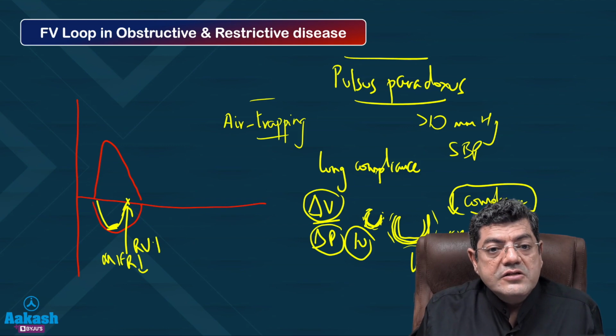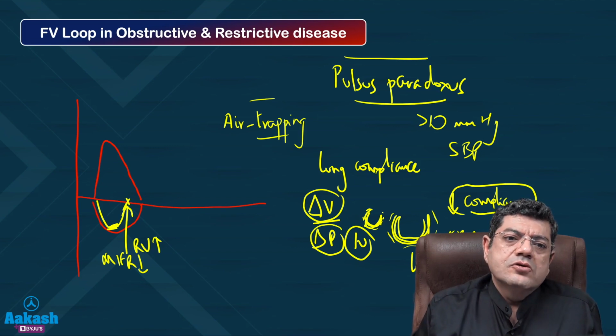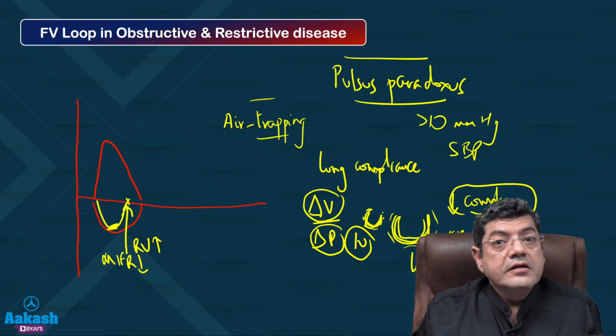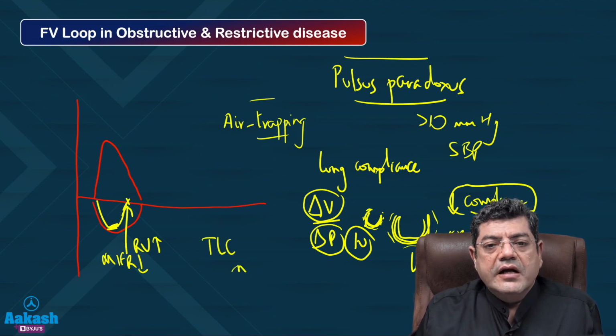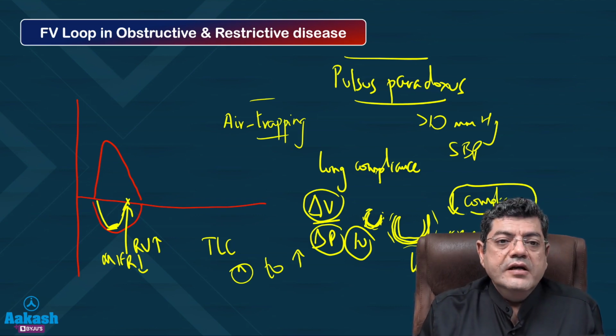We saw that residual volume is increased. A lot of the lung parenchyma is destroyed, and there is a lot of air trapping in the lung. So total lung capacity either remains the same or slightly increases in the COPD patient, right?